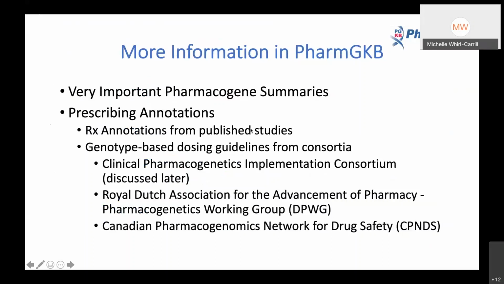Either published studies, so a single study, what they did in that perspective, a retrospective or prospective trial, and we also have genotype-based dosing guidelines from expert consortia that we curate and annotate on PharmGKB. CPIC, which I'm going to describe a little bit later, is one of them. But we also look at guidelines from other groups as well. There are other groups that exist that also write clinical guidelines about pharmacogenomics. I'm going to show you an example of this later on PharmGKB after I discuss CPIC.